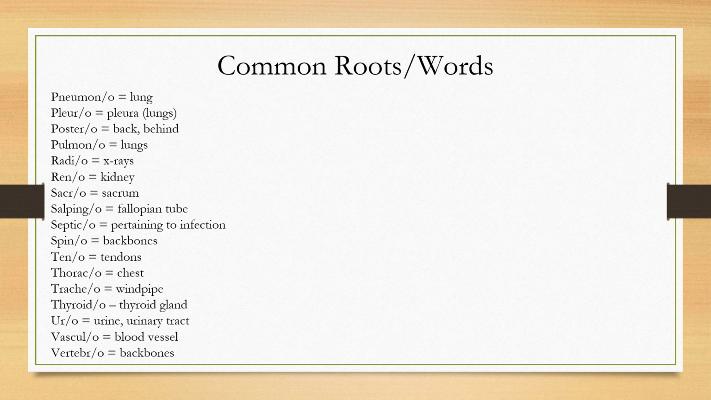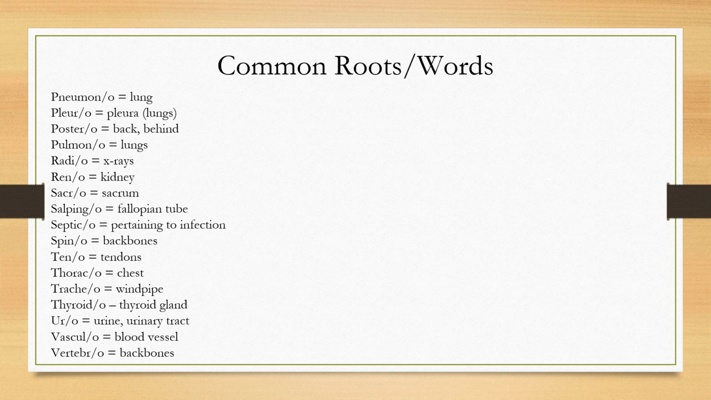Spine or spina, this refers to your backbones, as it should sound. Teno refers to tendons or tendo. I forgot to put the one with the D in there. Thoraco, this refers to your chest. Tracheo refers to your windpipe or your trachea, as it's anatomically called. Thyroid or thyroida, this refers to your thyroid gland. It's a little gland that's in front of your trachea in your neck. It's kind of shaped like a butterfly.